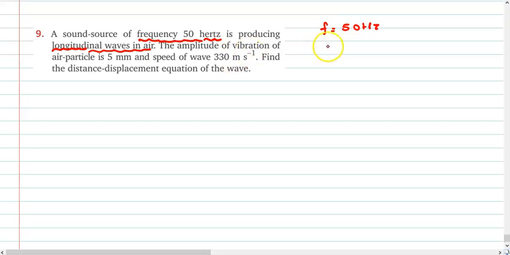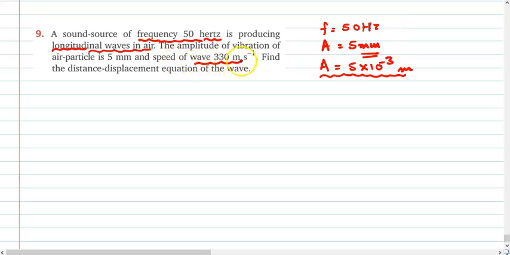And the amplitude of vibration is 5 mm. Now see, here once again the amplitude is mentioned not in SI unit, it's in mm. So I need to convert it into SI unit. So amplitude will become 5 into 10 to the power of minus 3 meters. So remember one thing, whenever you are going for numerical problem solving, always try to use the SI system of units.